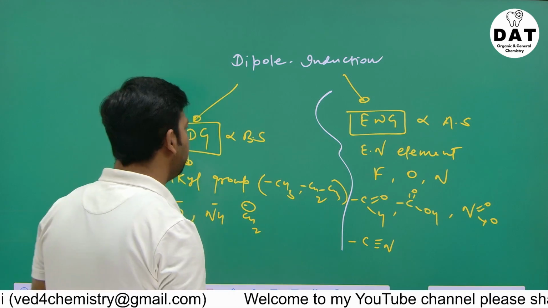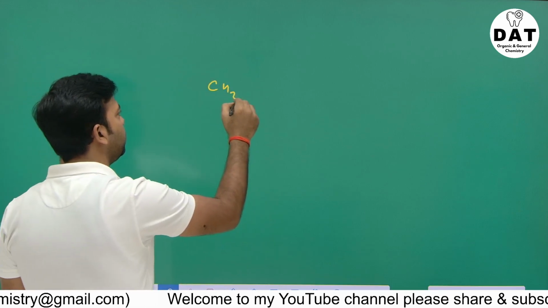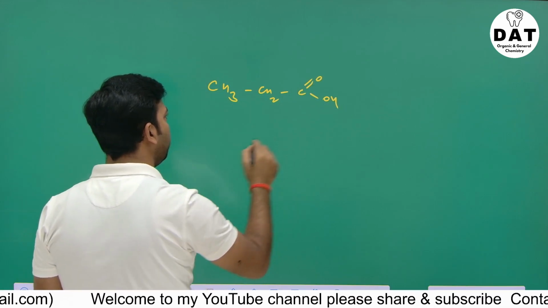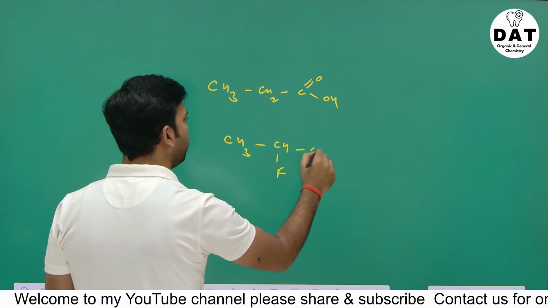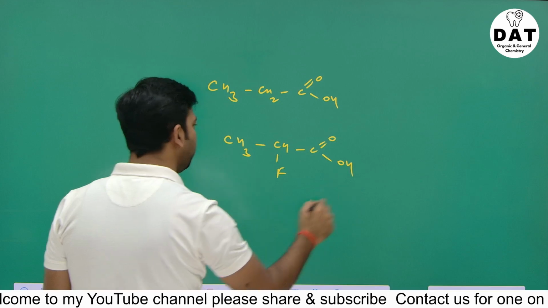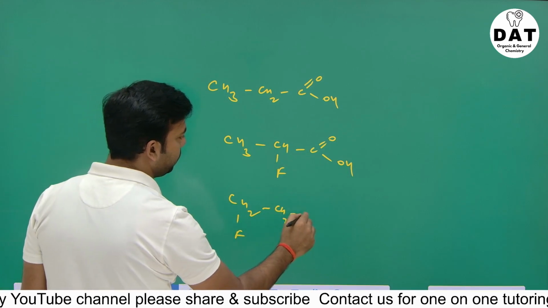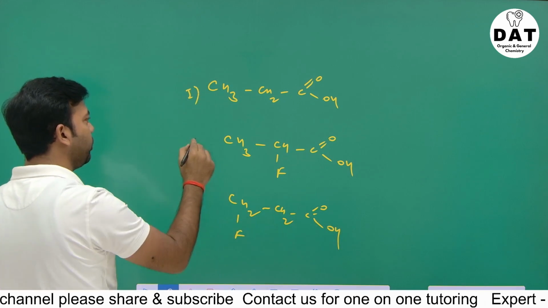Let me give you an example. Suppose we have this one, CH3 CH2 COOH. And here you have CH3 CHF COOH. And here you have CH2F CH2 COOH. We have to compare the acidic strength of the given compounds.